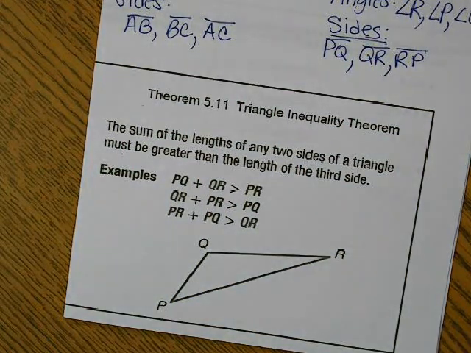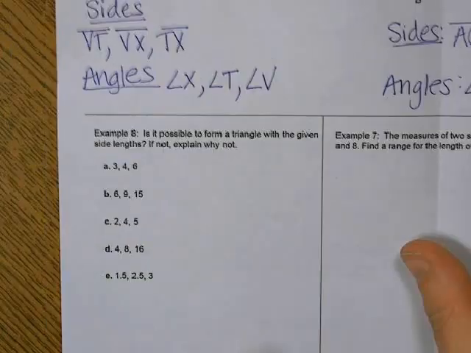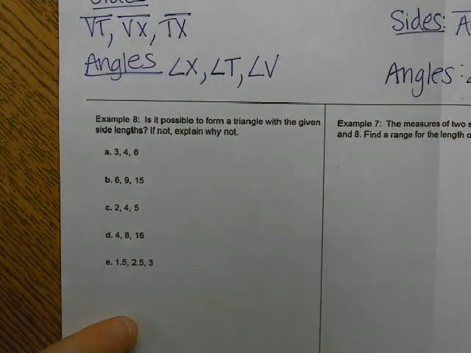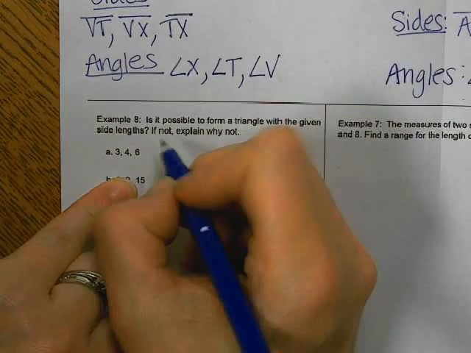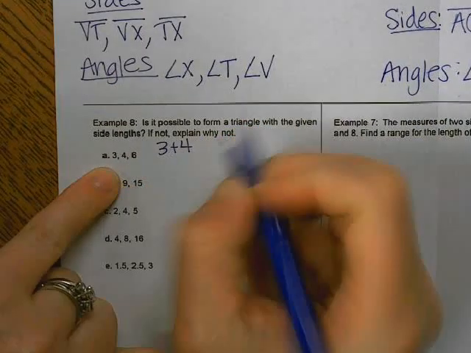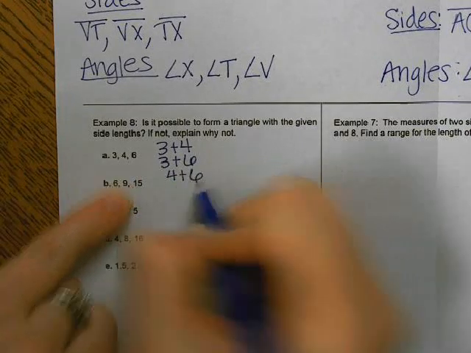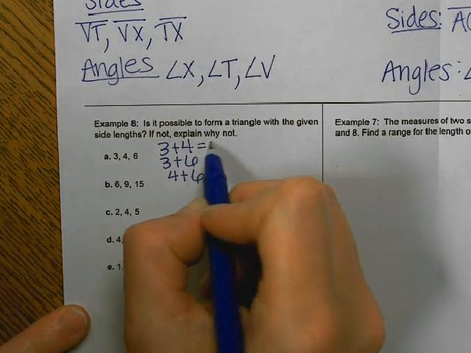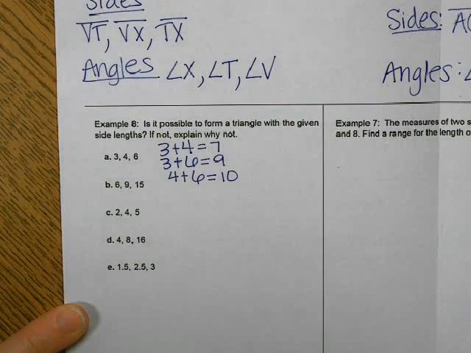So inside here, what they're saying is tell whether or not these three side lengths can make a triangle. And if so, explain why, and if not, explain why not. Okay, so all you're going to do is add 3 plus 4, 3 plus 6, and 4 plus 6. So you're going to check all three of them. Okay? So 3 plus 4 equals 7, 3 plus 6 equals 9, and 4 plus 6 equals 10.